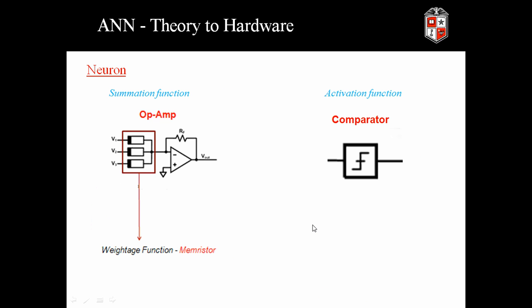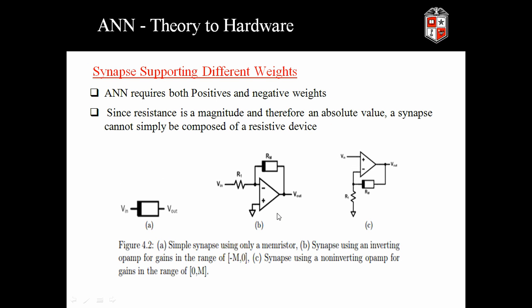As we said, the two functionalities in the neuron are nothing but the summation function and the activation function. The summation function can be performed by using an op-amp, whereas the threshold triggering function can be performed by using a comparator, and the weightage function can be performed using a memristor. There is a chance that the weightage can be either positive or negative. So these are the circuits that are going to provide positive and negative weightages for the information.